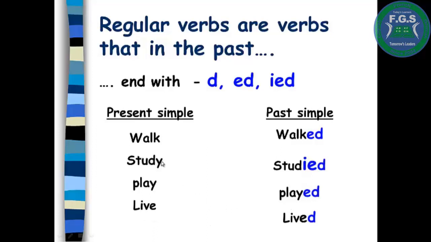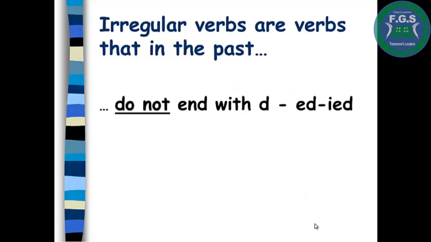Here, the verb ends with y before it a consonant, so we change y to ied. But here, play ends with y before it a vowel, so we don't change y, we put ed. Live, the verb ends with e, so we put just d or only d. Irregular verbs are verbs that in the past don't end with d or ed or ied.